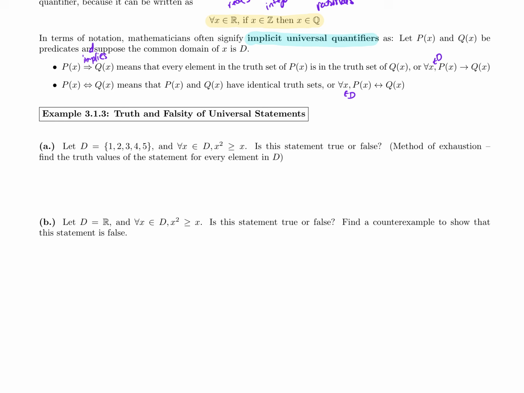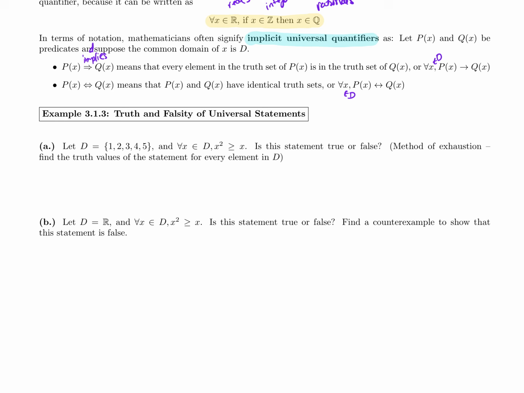So it says, let D be that set, and we're going to claim that for all x in our domain D, x squared is greater than or equal to x. So is this statement true or false? We want to use the method of exhaustion here, which means we have to find the truth values of each and every element. So we have to try each and every element in our predicate.